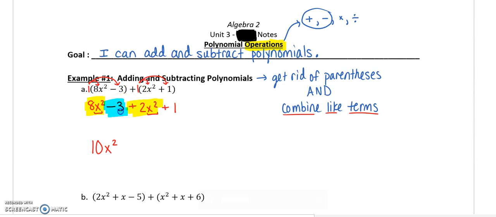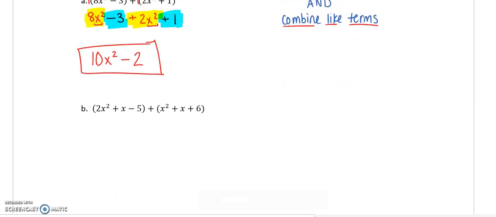Right, and then same thing for the number, minus 3 plus 1. I can add those together. And that'll be minus 2. And that's it. That's adding. Alright, let's try it again with a few more.